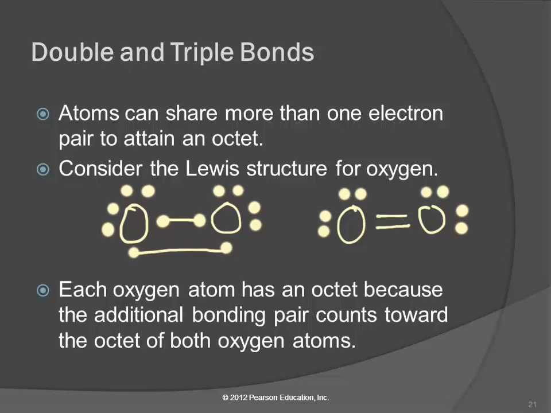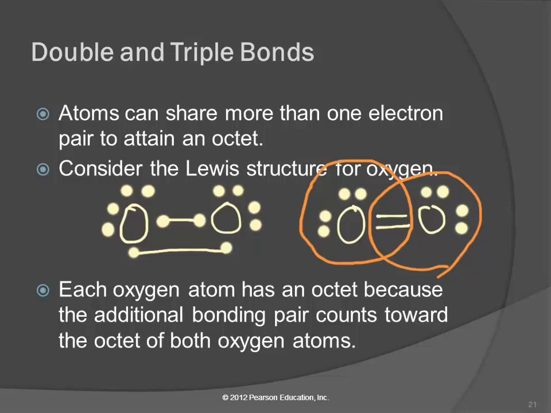So when we're looking for octets in these Lewis structures, we have to recognize that each line is 2. So that's 2, 4, this pair is 6, and 8. So this oxygen has an octet, and this oxygen has an octet. Let's draw circles. So that's what this one counts, and that's what this one counts. So those shared electrons get counted twice, and that's how they can each have an octet, even though there aren't any more electrons than what they started with.